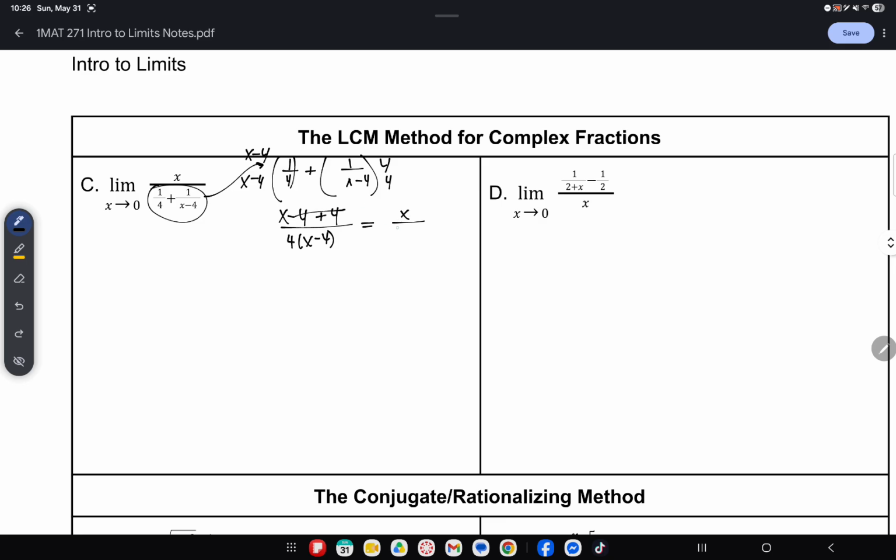So I'm left with x over 4 times x minus 4. Now remember, that's just the denominator. So I have the limit as x goes to 0 of x over 4 times x minus 4.